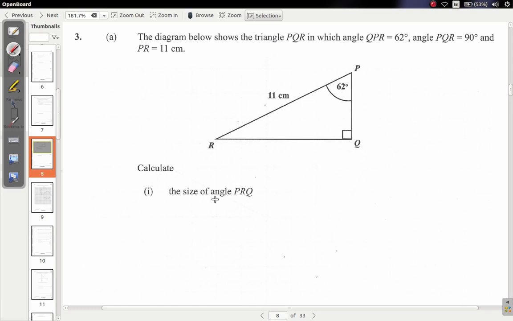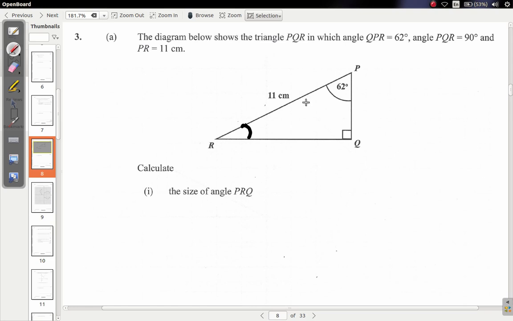Calculate the size of angle PRQ. You must calculate this angle PRQ. Alright, pause the video and calculate and tell what you get. Although you can't really tell me what you get, write down what you get on a piece of paper. Let's go through it together. The size of angle PRQ.